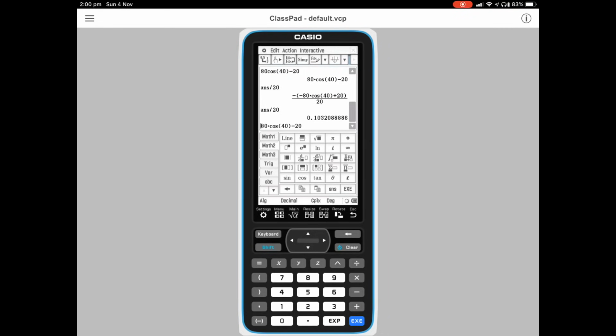80 cos 40 minus 20, divided by 20, gives 2.06.